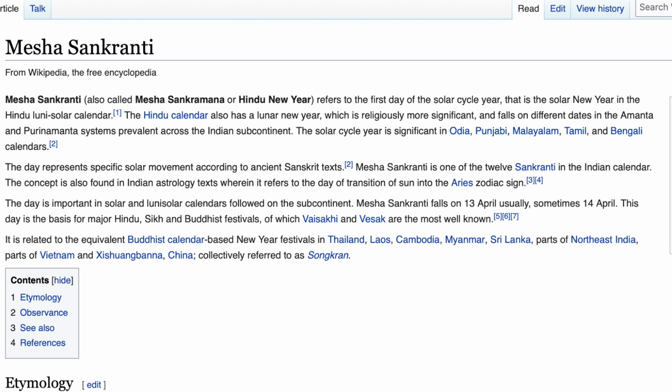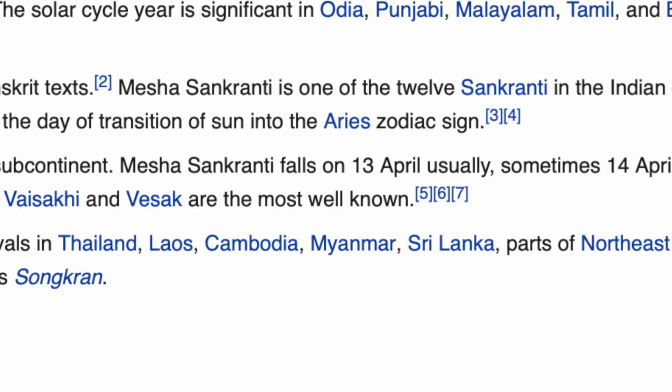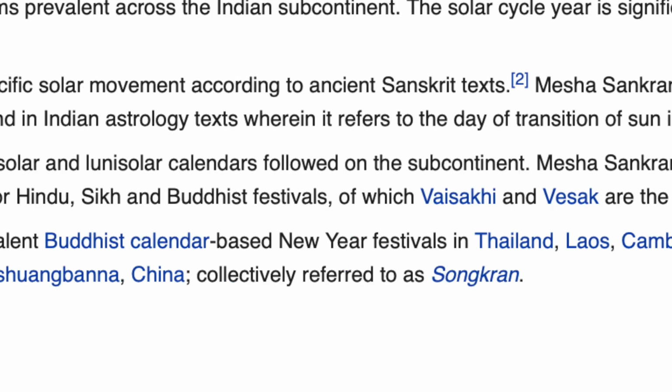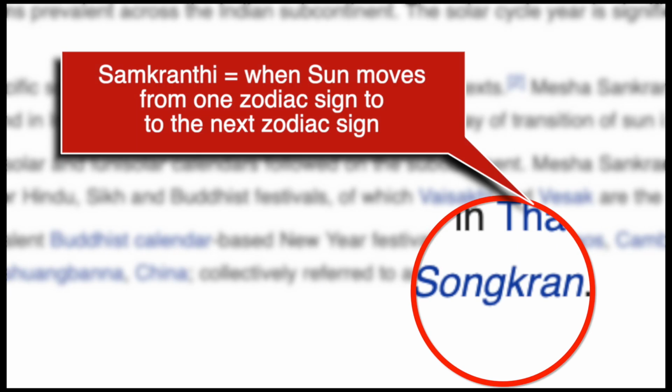But what is very important here is it is related to the equivalent Buddhist calendar based New Year festivals in Thailand, Laos, Cambodia, Myanmar, Sri Lanka, parts of Northeast India, Vietnam, Xuan Bana, China, and it is referred to as Songkran. Songkran is for Sankranti.